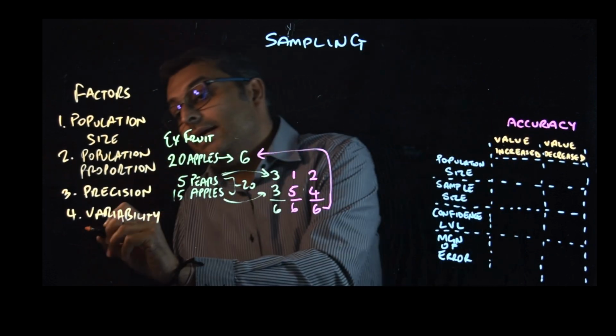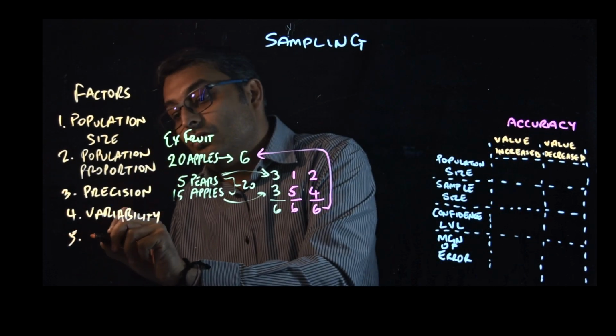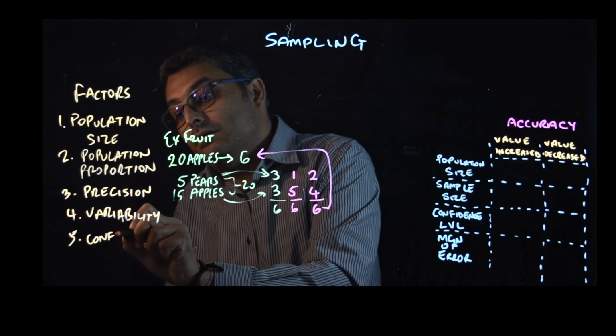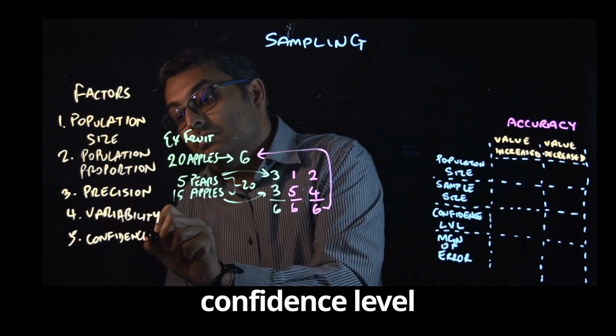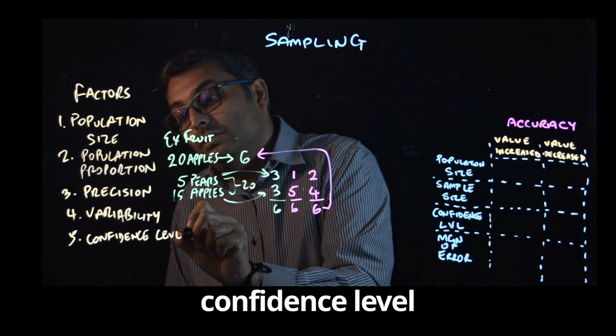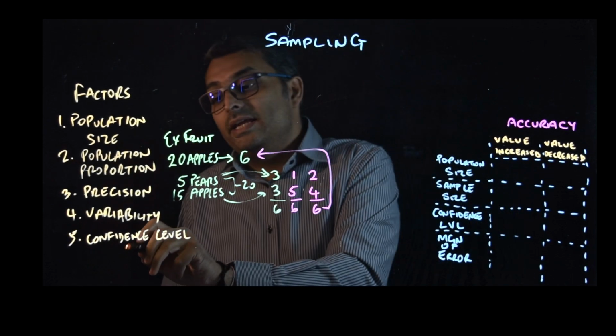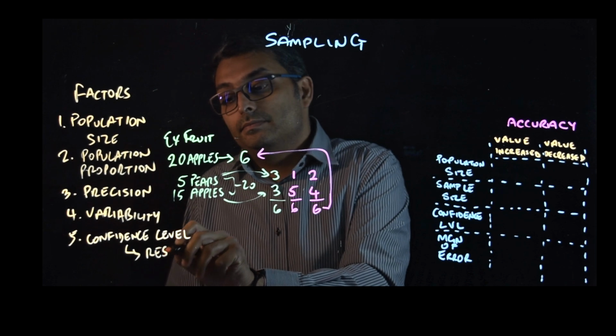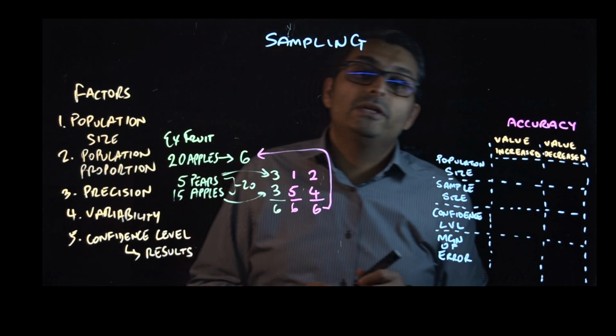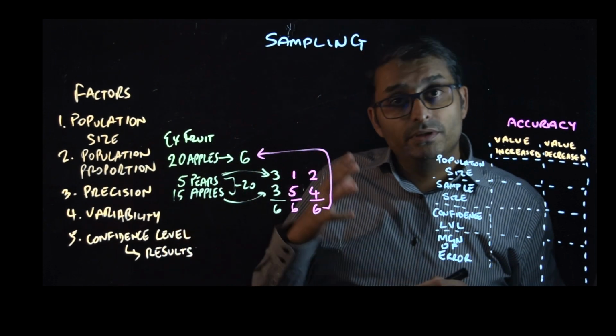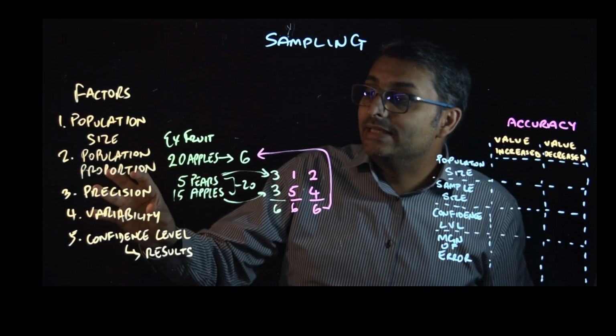And finally is the confidence level. This is the likelihood that the results obtained from the sample are within the associated precision.